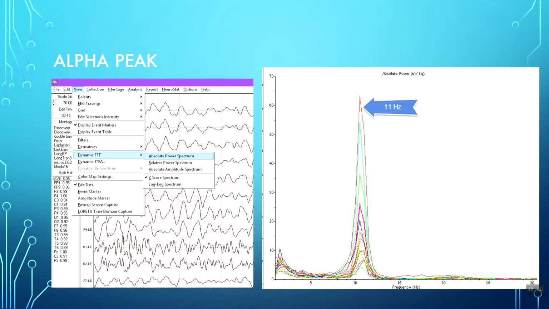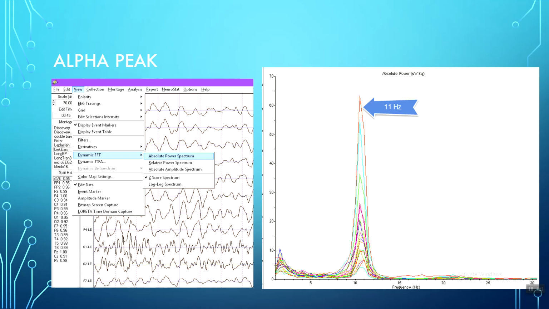Alpha is akin to our processing rate. So I've referenced alpha peak. Alpha peak is also called posterior dominant rhythm, PDR, in the neurological world. What that indicates is how many times per second your thalamus gates, your thalamus opens and closes. Now, if you're at a 9, your alpha peak frequency is 9 hertz. If you're at a 10, your alpha peak frequency is a 10 hertz. In this case, this person's alpha peak frequency is an 11 hertz.